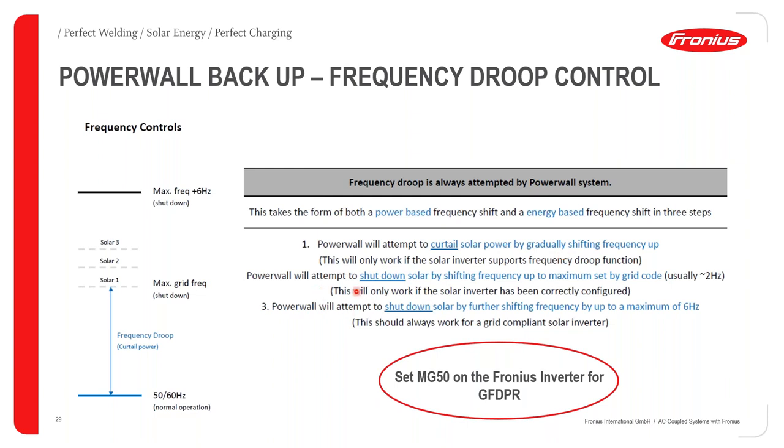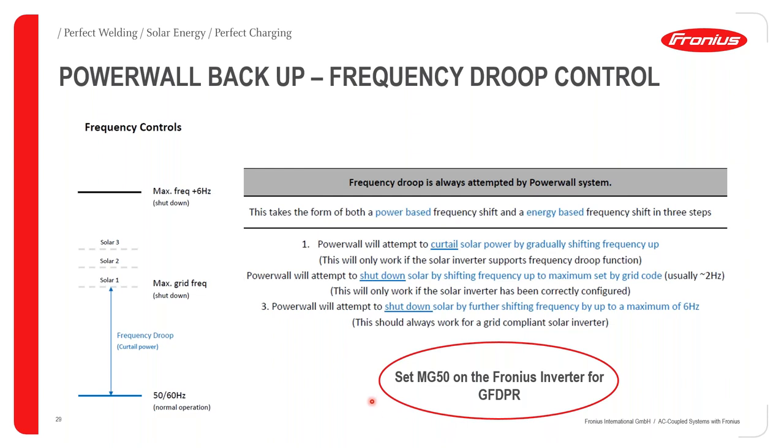In the second step, the Powerwall will attempt to shut down solar by shifting frequency up to a maximum set by grid code, which in the case of the MG50 on the Fronius inverter is usually 2 Hertz above 50 Hertz. Okay, so once the Fronius inverter hits 52 Hertz, you'll get a complete solar shutdown. In the third step, the Powerwall will attempt to shut down solar by further shifting frequency by up to a maximum of 6 Hertz. This is only applicable when you do not select MG50 as your country setup. However, you should select MG50 as a country setup, because within MG50 is where we find the power reduction due to an increasing frequency already set up for you.